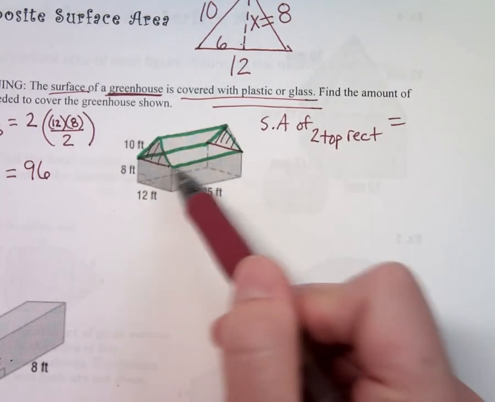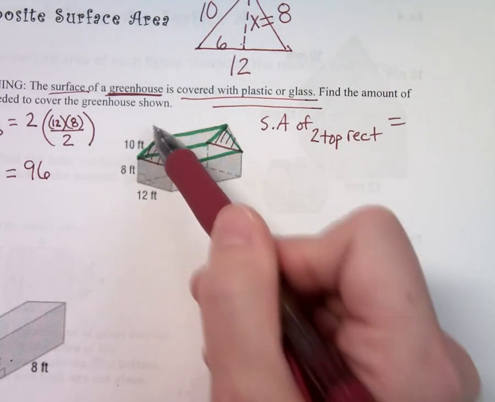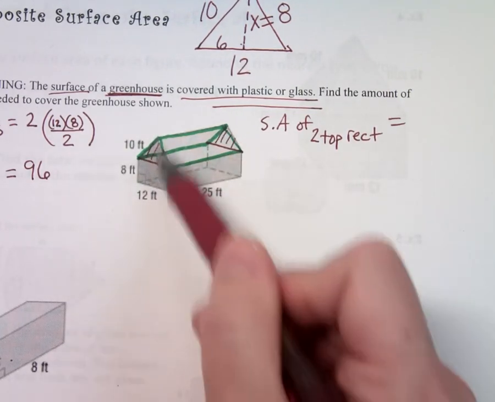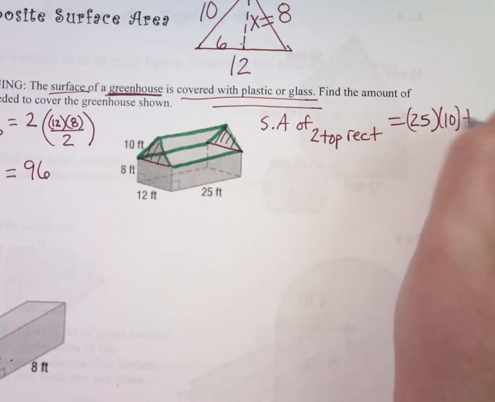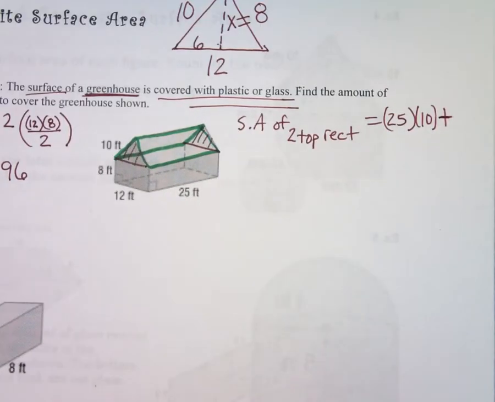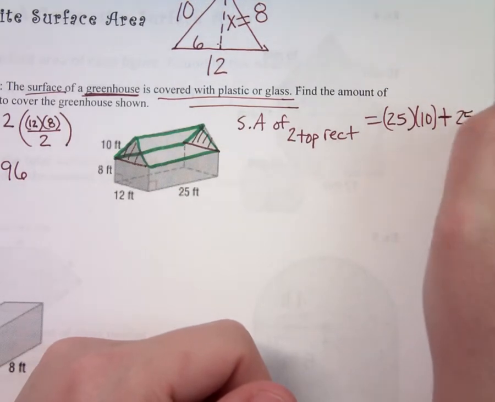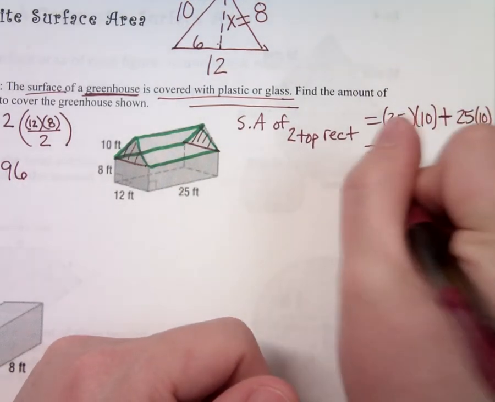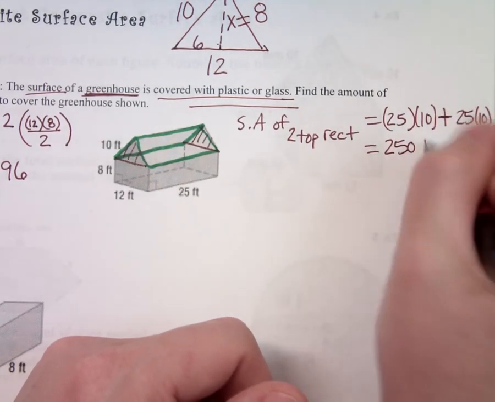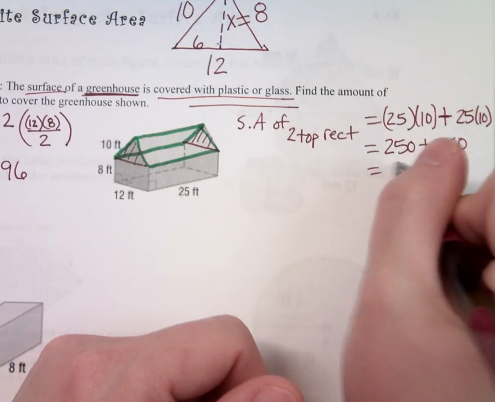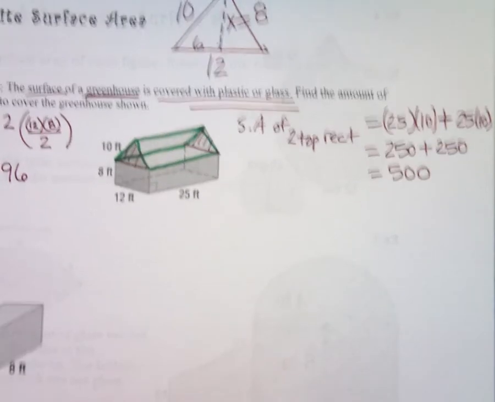How long is this one right here? 25. And what's this one right here? It is 10. So I have one rectangle that's 25 by 10. So I'm going to take 25 times 10, and then add that to my other rectangle. Do you know what size the other rectangle is? It's the same, another 25 by 10 rectangle. And what do you get if you take 25 times 10? 250. So 250 and another 250 makes 500. Okay, so that gives me the 2 top rectangles.